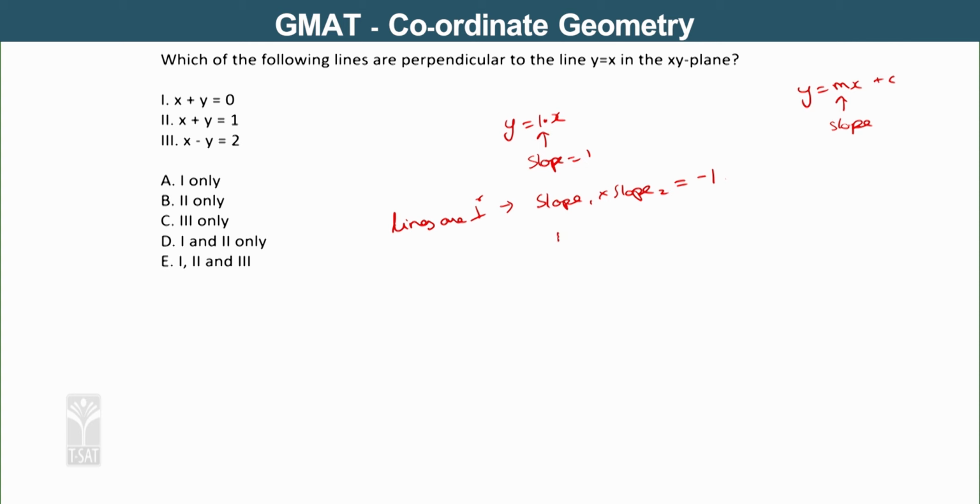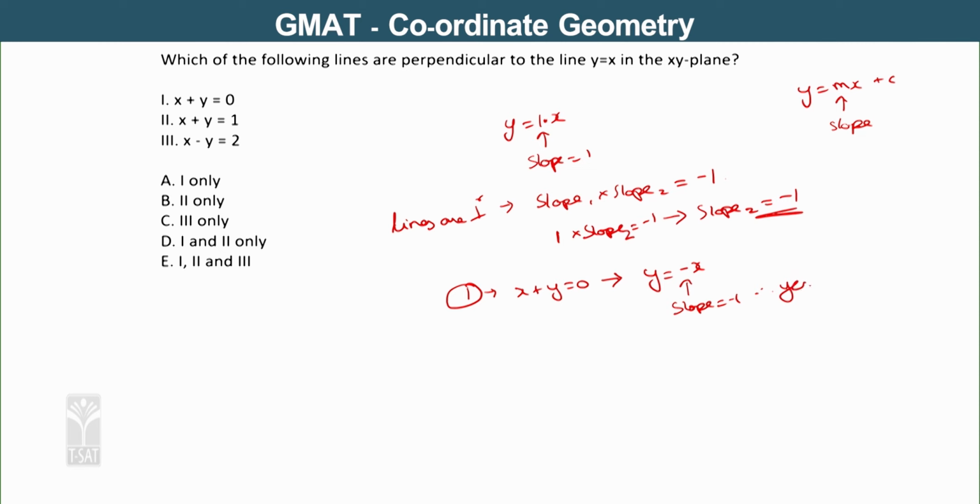So, now they are asking to find the lines which are perpendicular to y equals x, that is slope is 1. When the slope of the first line is 1, what will be the slope of the second line? 1 into the slope of the second line will be equal to minus 1, which means that the slope of the second line is equal to minus 1. So, let us look at option 1 here. Option 1 tells us that x plus y equals 0. Writing this line in the standard form will be y equals minus x. So, this means that the slope of this line is equal to minus 1. Therefore, yes, it is perpendicular.